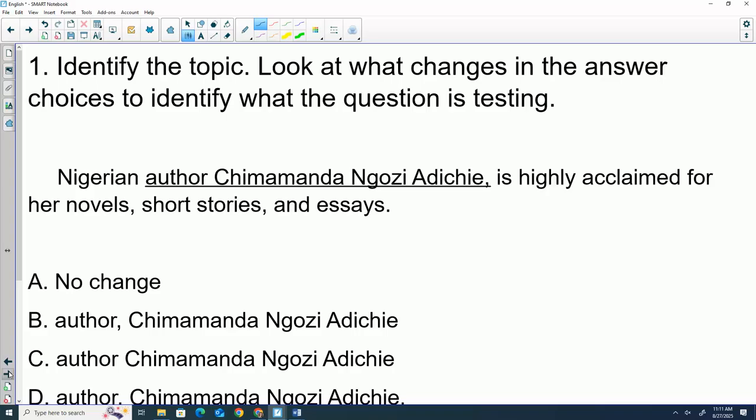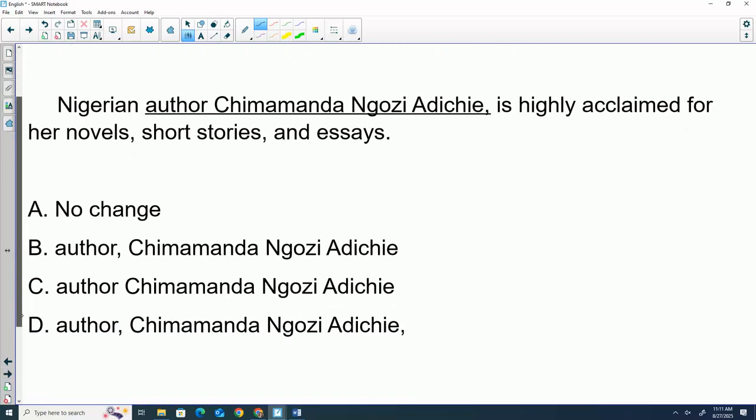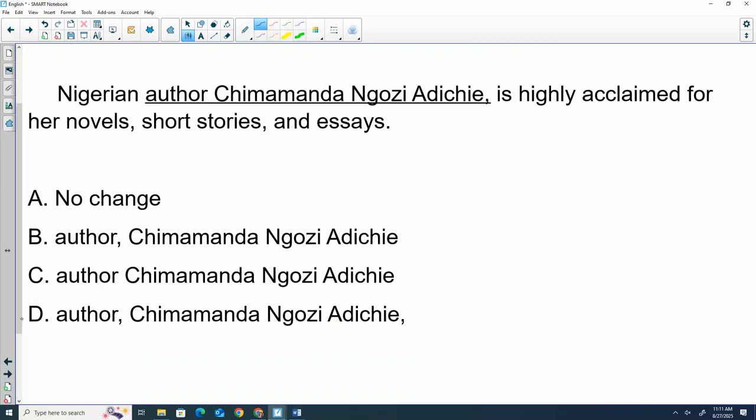So when I look at this question, Nigerian author Chimamanda, I don't know how to say that, is highly acclaimed for her novels, short stories, and essays. There is my underlined portion. When I come down, there's no question, but if you look at this, can you tell what's varying among those answer choices? Commas. So it's testing the comma usage.